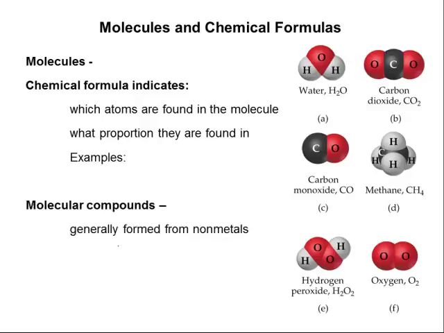Another thing that's going to be important is identifying what we call molecular compounds, sometimes called covalent compounds. Molecular compounds are going to be formed from nonmetals. We then are going to have to worry about something called ionic compounds. Ionic compounds are going to be formed from a metal and a nonmetal. Okay, so start thinking about those. Those are going to be important when we get to naming.